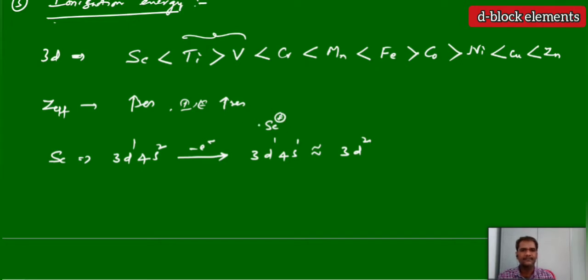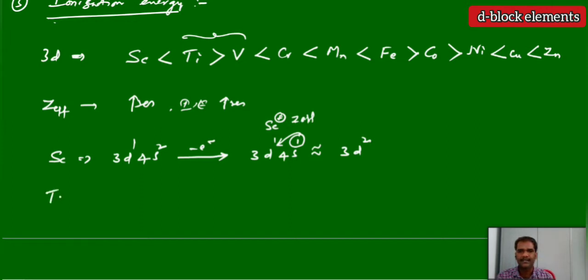Scandium plus means the positive nature increases. As the positive nature increases, Z effective increases. The Z effective increases, so it can pull the electron from the valence shell. It will pull this 4s electron into the 3d orbital, so it will decrease one shell. You will get the 3d2 configuration due to the effective nuclear charge.